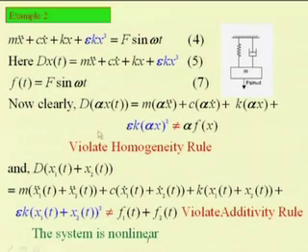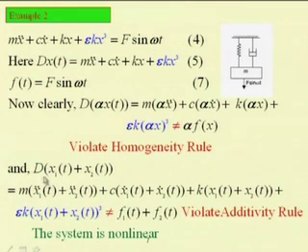Now clearly, if I take D of alpha x(t), then in place of x I substitute alpha x. So it will be m alpha x double dot plus c alpha x dot plus k alpha x plus epsilon k alpha x cubed. This is not equal to alpha D x(t), due to the presence of the term epsilon k alpha x cubed. So this is not satisfying the homogeneity rule.